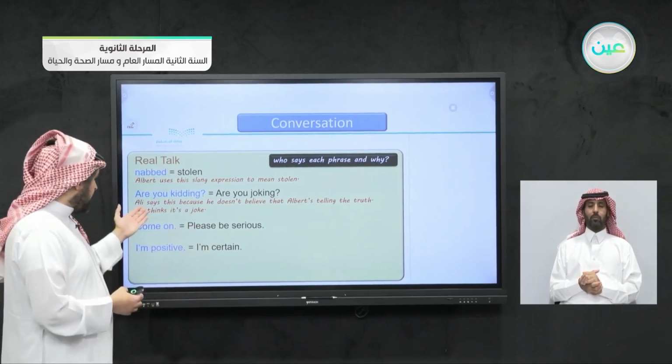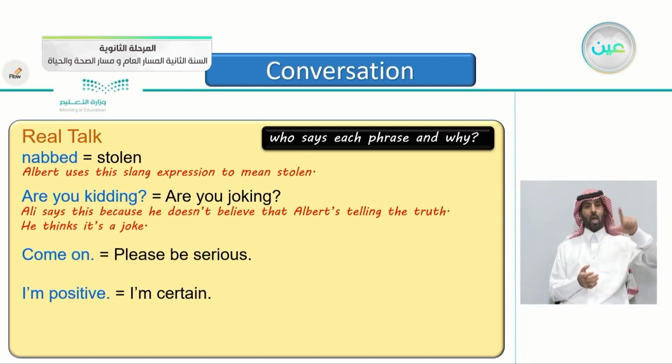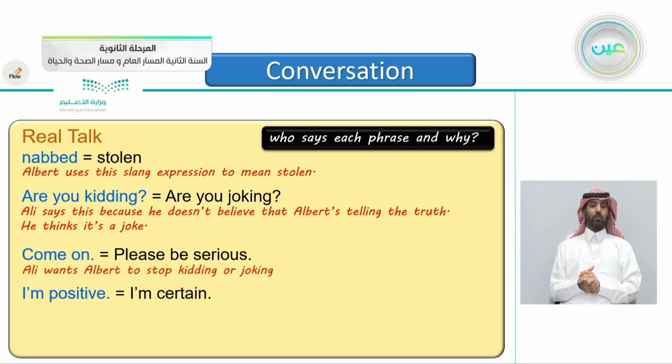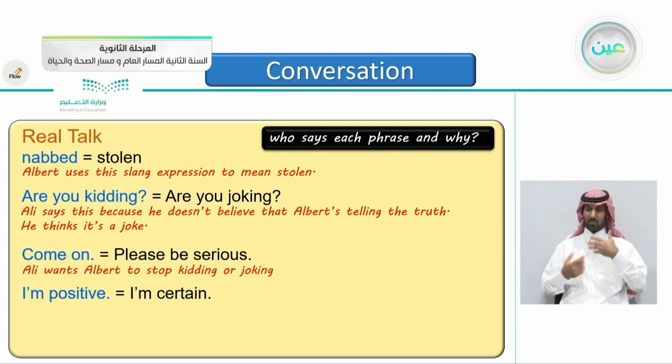So again, Ali says this because he doesn't believe that Albert's telling the truth. He thinks it's a joke. Come on, please be serious. Who says this phrase? Very good. It's a continuing. Ali wants Albert to stop kidding or joking. He still thinks that Albert is kidding or joking. Come on, Ali says this, thinking that Albert is kidding or joking.